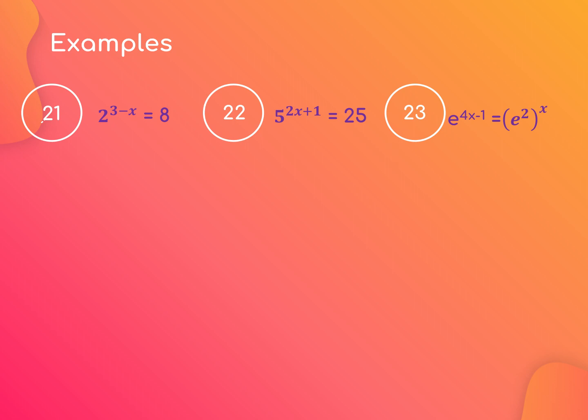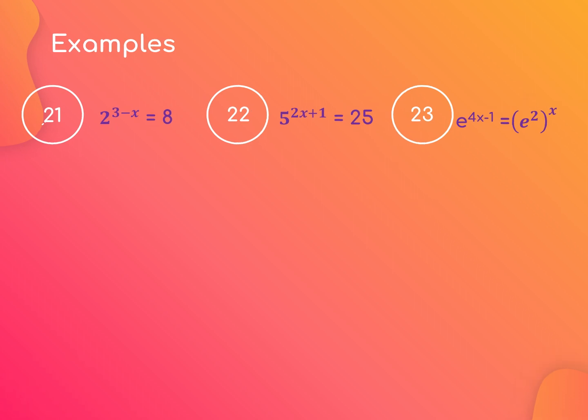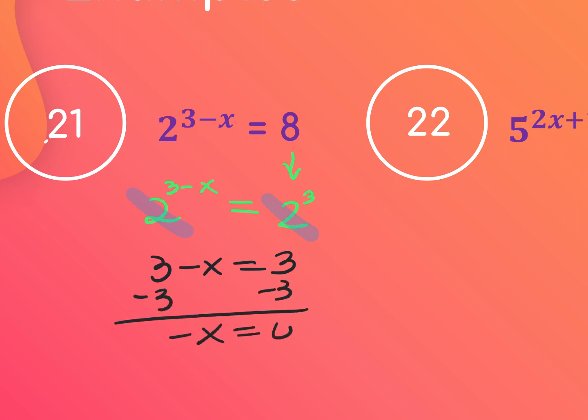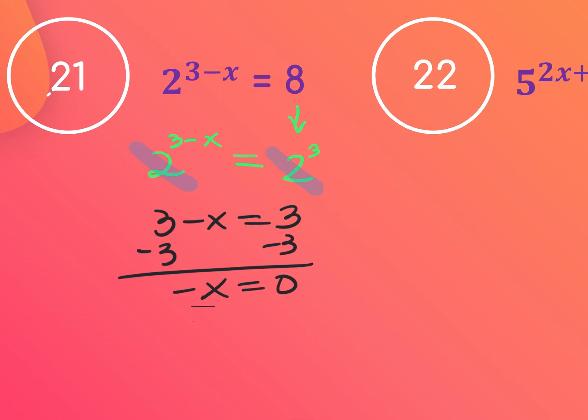Next one. Again, we need to make the bases the same. So we're going to change the 8, so it's 2 to the 3rd again. And then this side had 2 raised to the 3 minus x power. Get rid of the bases that are the same now. And now set the exponents equal to each other. Go ahead and subtract the 3. Negative x equals 0. Well, if I divide 0 by negative 1, it's still just 0.